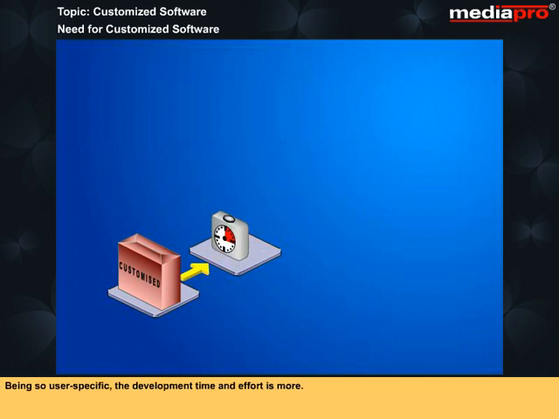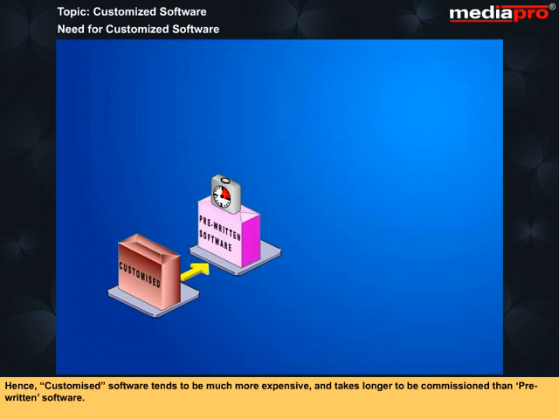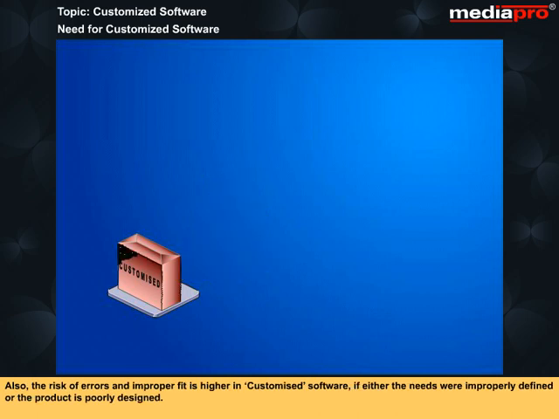Being so user-specific, the development time and effort is more. Hence, customized software tends to be much more expensive and takes longer to be commissioned than pre-written software. Also, the risk of errors and improper fit is higher in customized software if either the needs were improperly defined or the product is poorly designed.